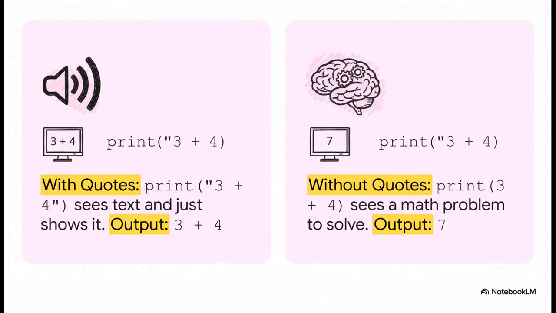And this slide just lays it all out perfectly. On the left, with quotes, Python is just a parrot, repeating the text we gave it. But on the right, without the quotes, it becomes a calculator and gives us the real answer, 7. So the takeaway is simple, right? Quotes are for text, no quotes for math.